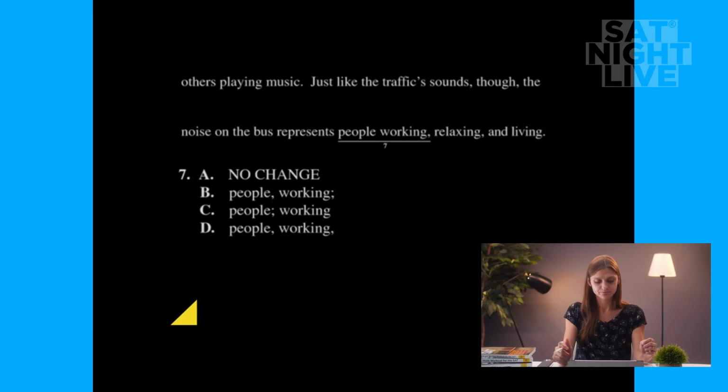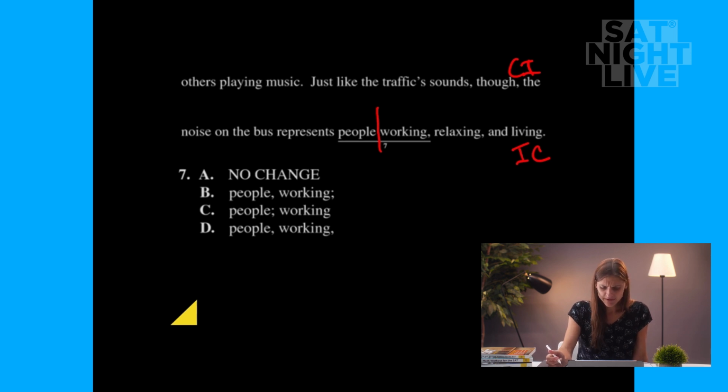So, going to number 7. Now we see comma, semicolon, comma, 3 commas and a semicolon. So we see our punctuation changing. Now let's take a look at this sentence. It says, "Just like the traffic sounds, though, the noise on the bus represents people working, relaxing, and living." So if we were to do our vertical line test on this one, we would do it after the word people. So let's go ahead and do that and see what happens. "Just like the traffic sounds, though, the noise on the bus represents people." Well, that'd be complete. And now what comes after? "Working, relaxing, and living." Definitely not complete. That's incomplete.